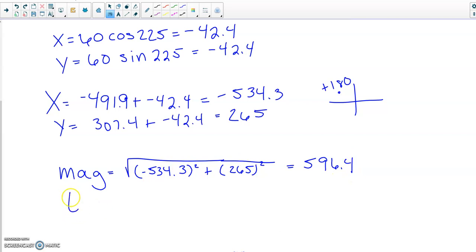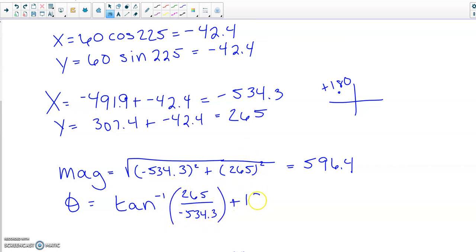Okay, and then we've got to find our angle. So inverse tangent, 265 over negative 534.3, plus 180. So inverse tangent, 265 divided by negative 534.3, and don't forget the plus 180.